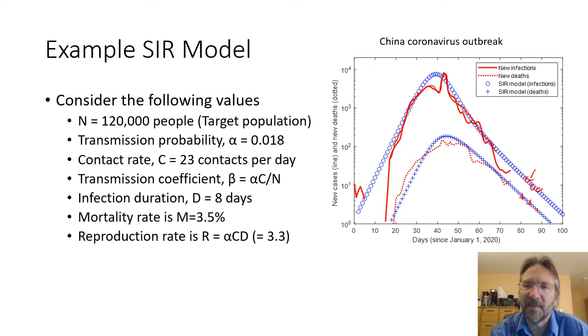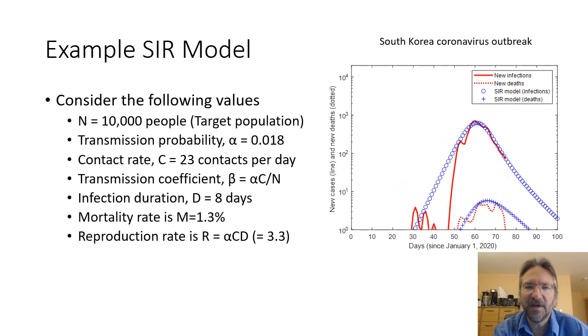So we have a maximum in this case, which is about 10,000 new infections per day, and we also have something like 200 maximum daily deaths at the peak of the outbreak, which is roughly 40 days after January 1st. We can also apply the same model to South Korea.